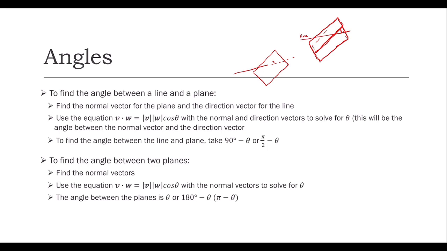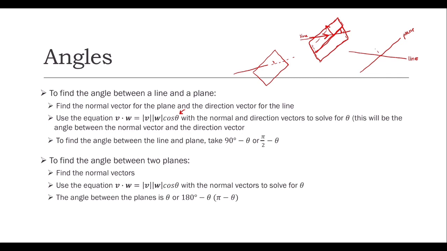So to do this, you'll find the normal vector for the plane, which would point out this way, and then the direction vector for your line, which would point this way. And then you'll use your equation to solve for theta to find the angle between them. So if I draw the side view of the line and plane again, this would be our plane, this would be our line.